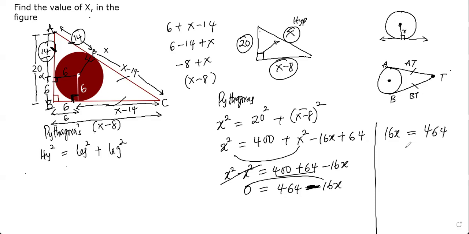And from this point, I would like to divide everybody by 16. I'll divide here by 16, so that 16 cancels out 16. I have x, and 464 divided by 16 will be 29. So we've finally gotten the value of x to be 29. So the value of x in this problem is nothing but 29.